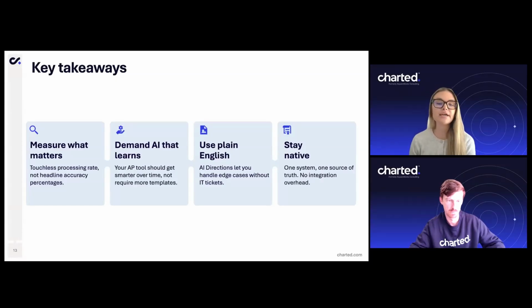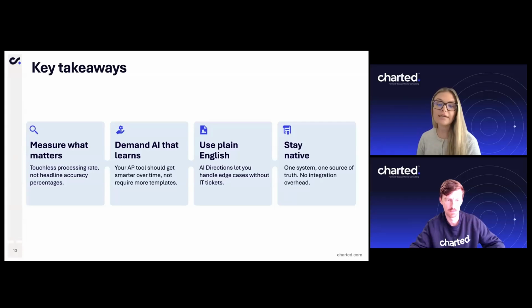Demand that your AI tool learns. It should get smarter over time. So it shouldn't require additional templates. Every save that happens should allow your AI tool to learn your specific vendor's invoices every time, and then allow there to be less and less manual entry for your team.